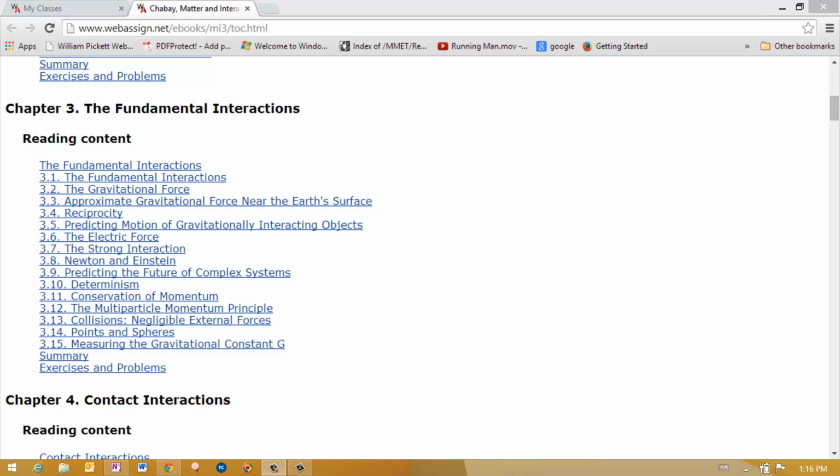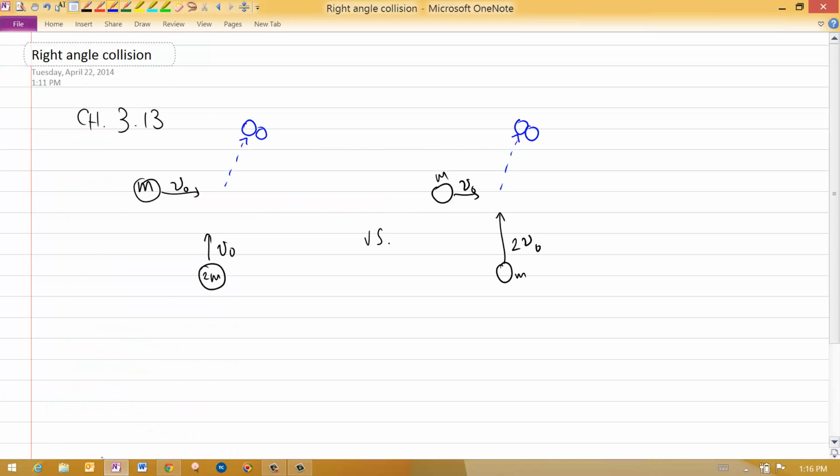I want to talk today, this is Physics 151 again, about the multi-particle momentum principle and what happens when there are no important forces coming from outside the system. This is the case of collisions, so 3.13 is what we're talking about today. And here's a scenario that I want you to think about.